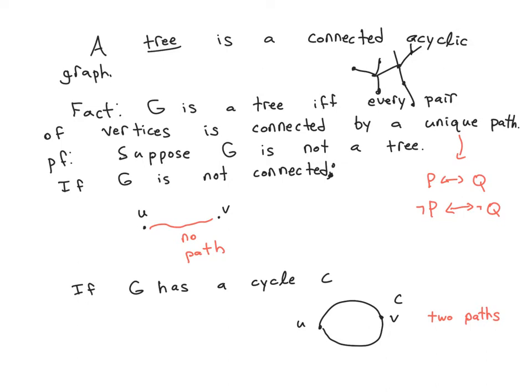So first, let's assume G is not a tree. That means either that G is not connected or that it has a cycle.